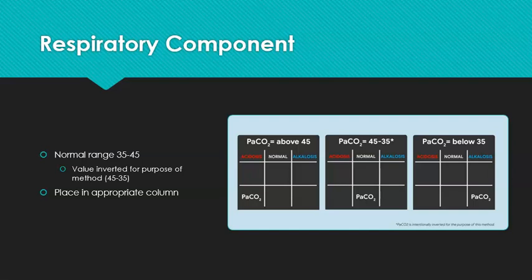Then we have to identify our respiratory component. Again, the normal range is 35 to 45, but in order to interpret this in an ABG, we invert the value for the purpose of the tic-tac-toe method. So your range would actually be 45 to 35, 45 and above indicating an acidotic process, 35 and below indicating an alkalotic process. Depending on what your value is, that's where you'll place your PaCO2 in that column.